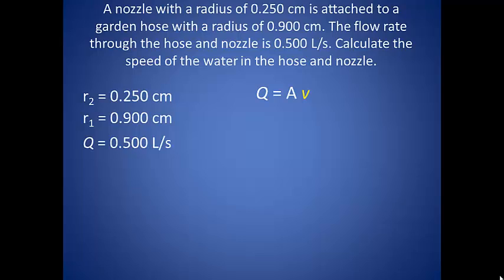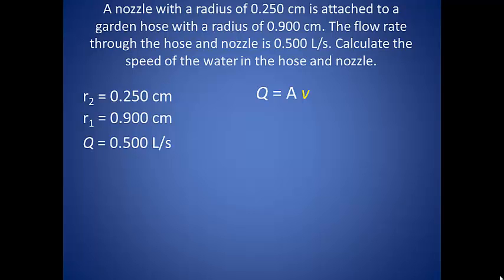Suppose we have a nozzle with a radius of 0.250 centimeters and it's attached to a garden hose with a radius of 0.900 centimeters. The flow rate through the hose and nozzle is 0.500 liters per second. Calculate the speed of the water in the hose and the nozzle.